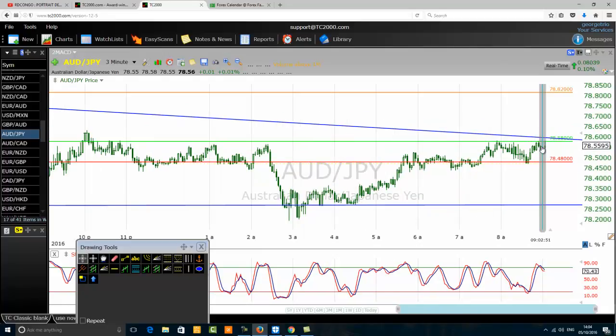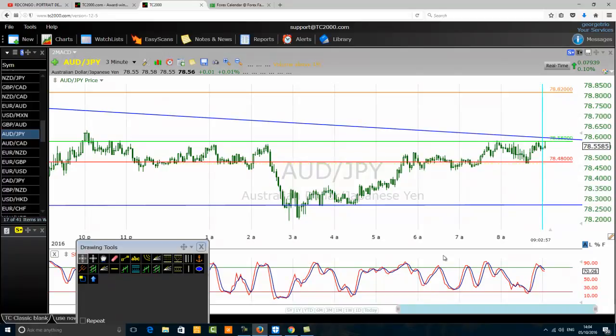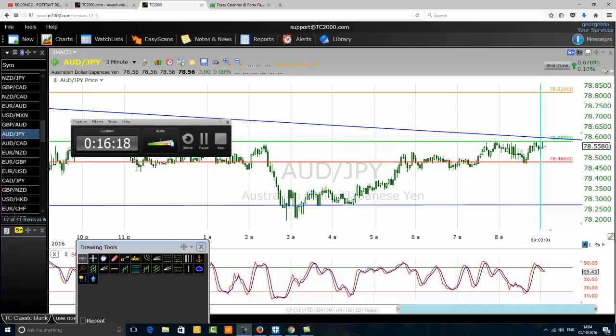The green line is my entry, the orange line is my target, the red line here is my stop loss. Pausing the video for the second time after 16 minutes recording. Speak to you soon.